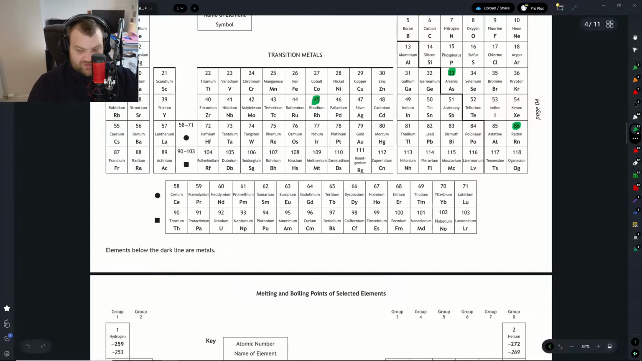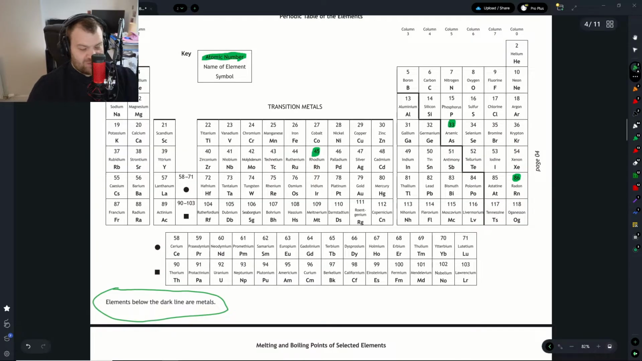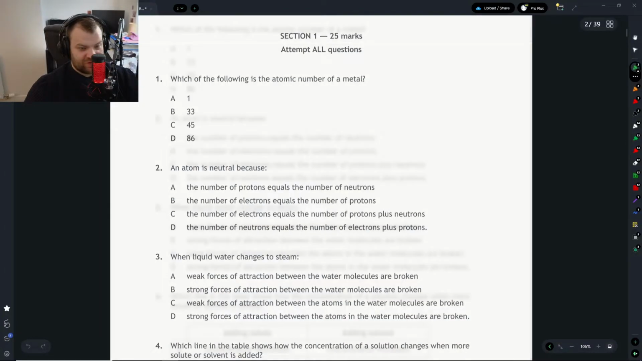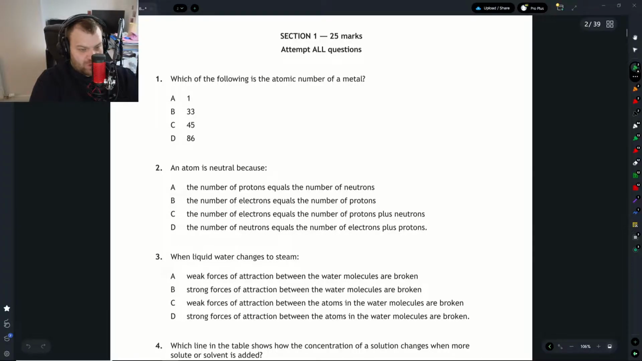On this page, if we look down at the bottom, it tells us that the elements below the dark line are metals. When we look at the position of the 4 chemicals in question, only number 45, rhodium, is below the dark line and is our metal, so our correct answer for question 1 would be C.